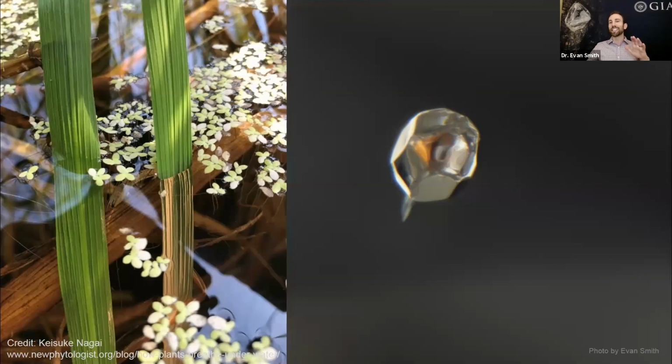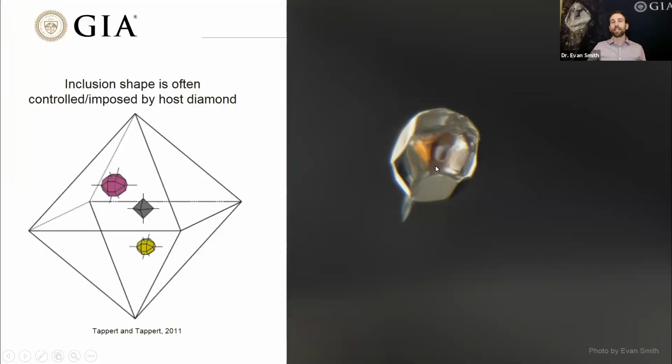Another thing that we can see in this image is the shape of the inclusion. It actually has sort of flat faces on it. It looks like a crystal, but the morphology of this crystal isn't actually controlled by the garnet itself. It's controlled by the host diamond. And this is very common.